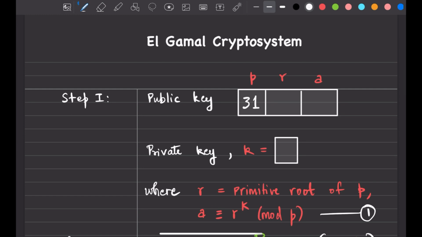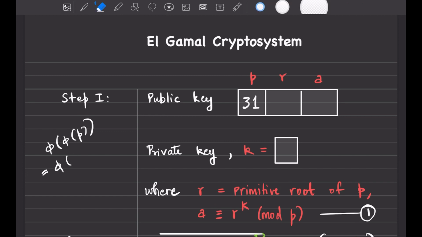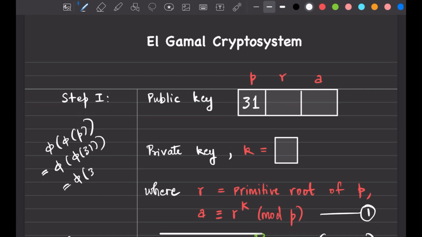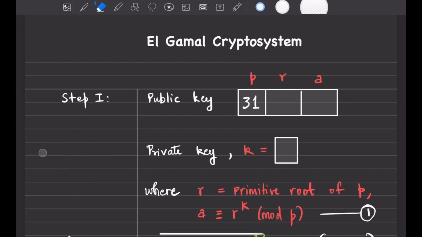R is actually a primitive root of P. We know that every prime P has a primitive root, and there are phi of P primitive roots for every prime P. In this case, you will have phi of 31, which means there will be phi of 30 primitive roots. You can calculate this. One among those primitive roots is actually 2. 2 is the smallest of all primitive roots. So you can choose 2 as the primitive root in this case for convenience.